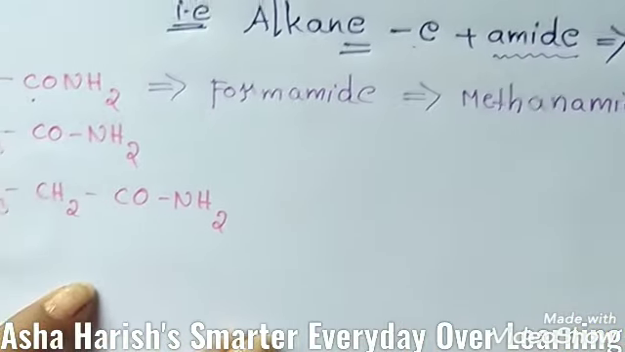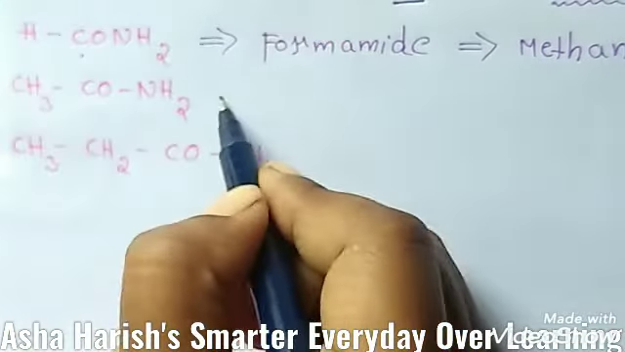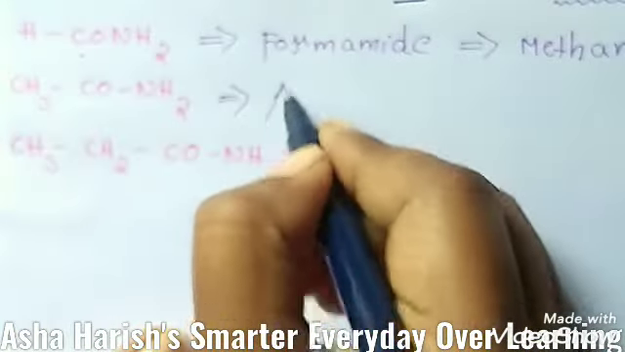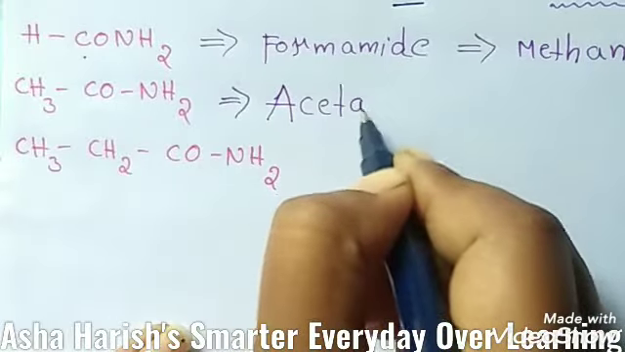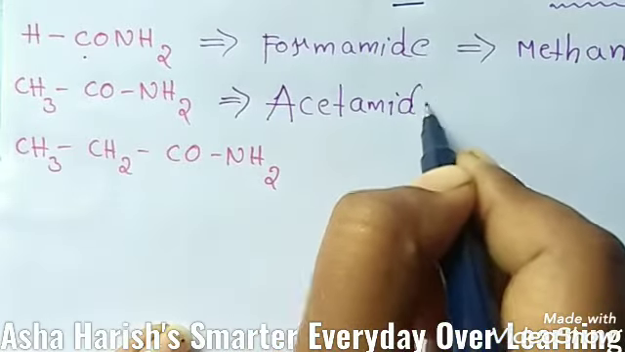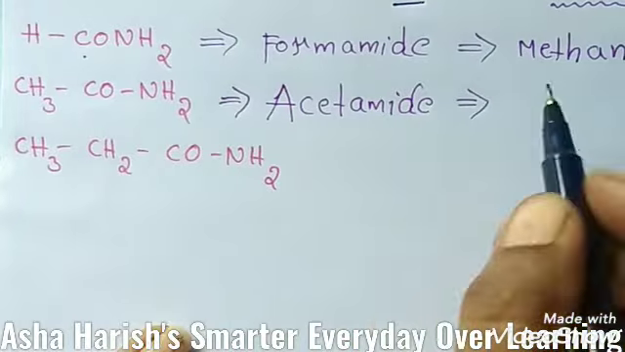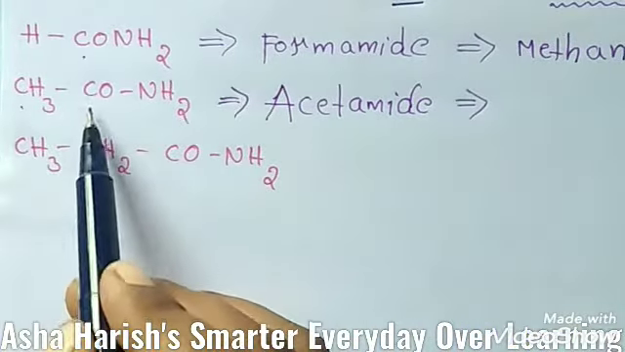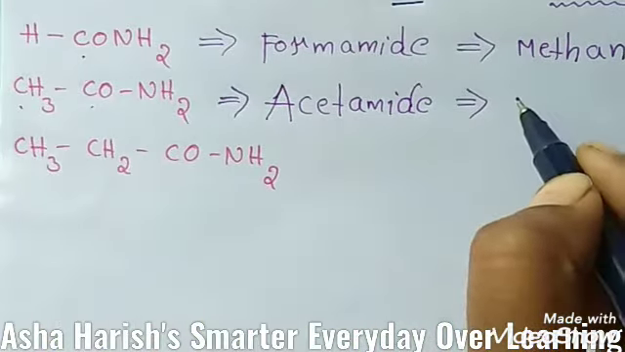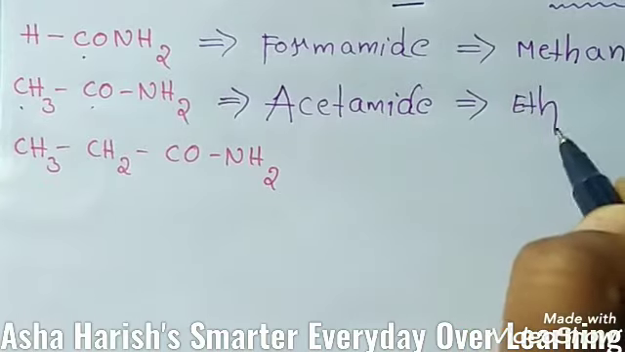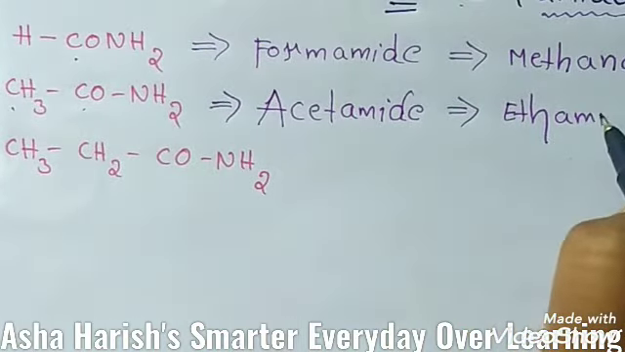Let's see the second one, CH3CONH2. For this the common name should be acetamide, and for the IUPAC name, here you can see 1 and 2 carbon atoms. Then students, the root word should be eth, then ethanamide.